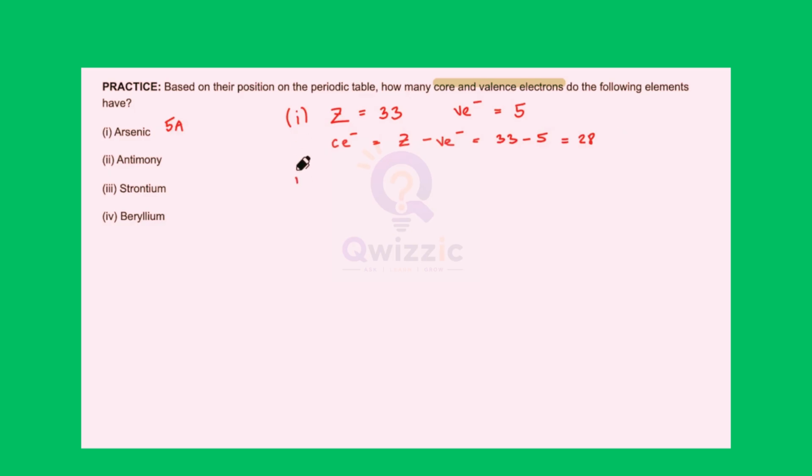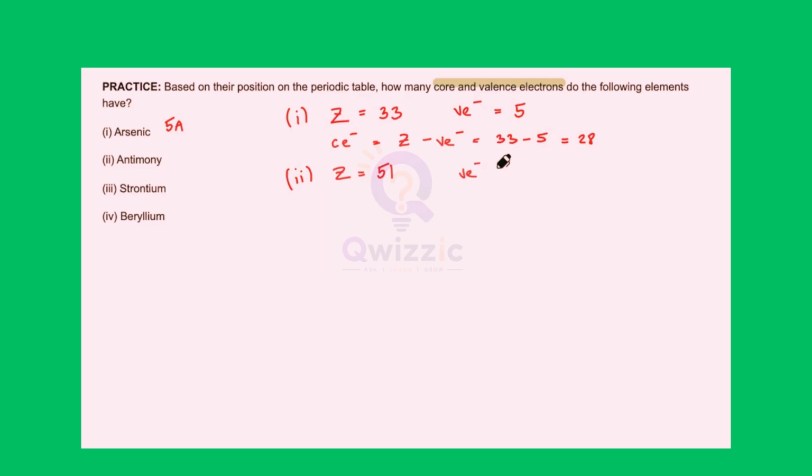Similarly, if we move on to antimony, let's identify its atomic number based on the periodic table. The atomic number of antimony is 51, meaning the total number of electrons it has is 51 as well, right? Because the number of protons is balanced by the number of electrons in an atom.